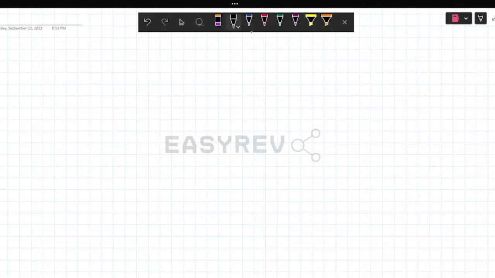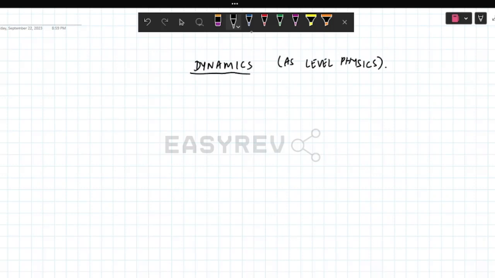Let's continue on with the chapter of dynamics for AS level physics. Now, so far, we have not only gone through all of Newton's laws of motion, but more importantly, what we had discussed in our previous lesson was the idea of momentum. So let's do a quick recap first before we go any further.